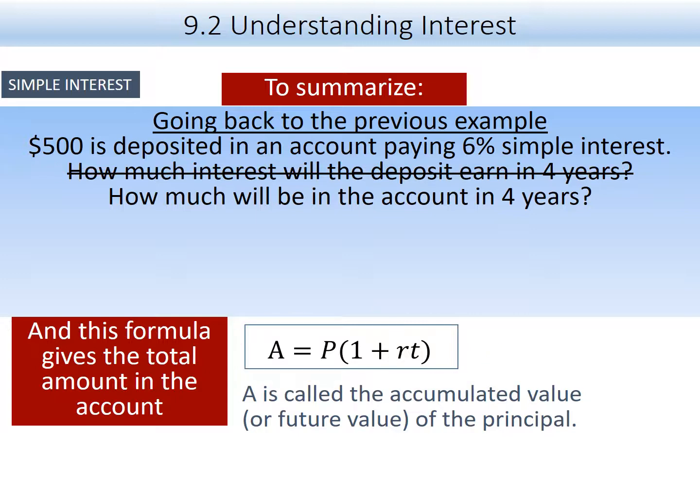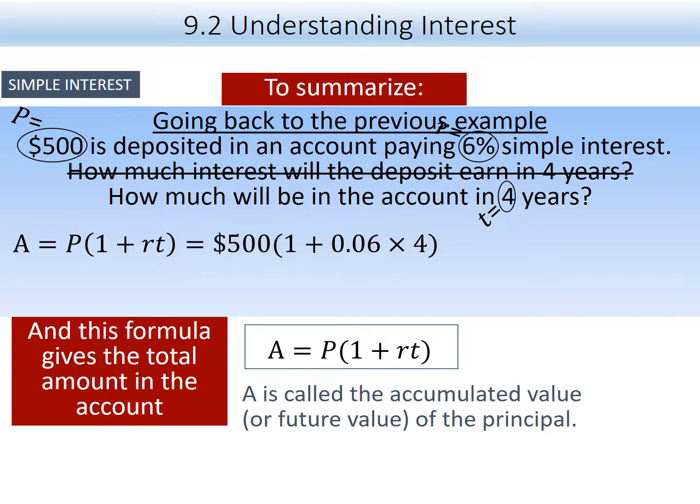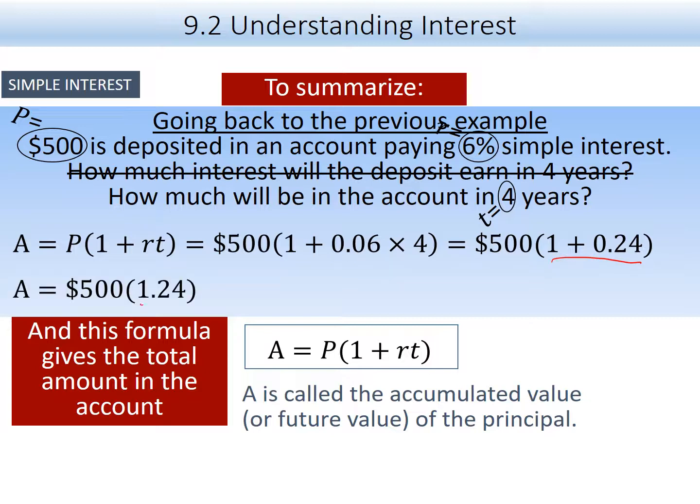I don't want to belabor it much, but if you go directly to that formula and plug in the value of the principal, the interest rate written as a decimal, and the time written in years, we'll get 0.06 times 4 is 0.24, and if you add 1 and 0.24, you get 1.24, and then if you multiply that by 500, you'll end up with the same $620.